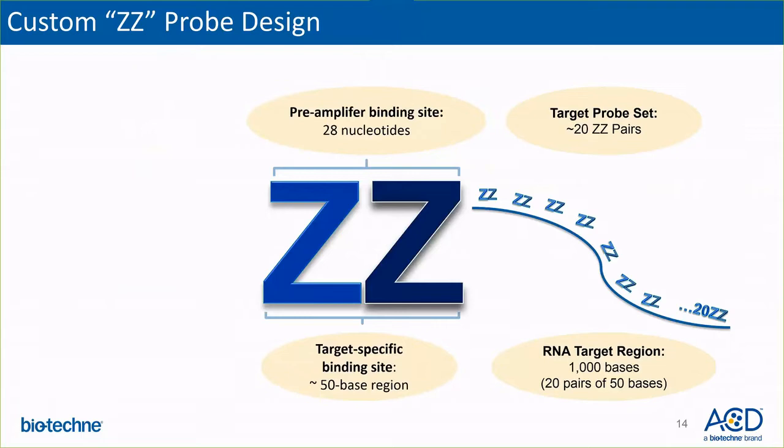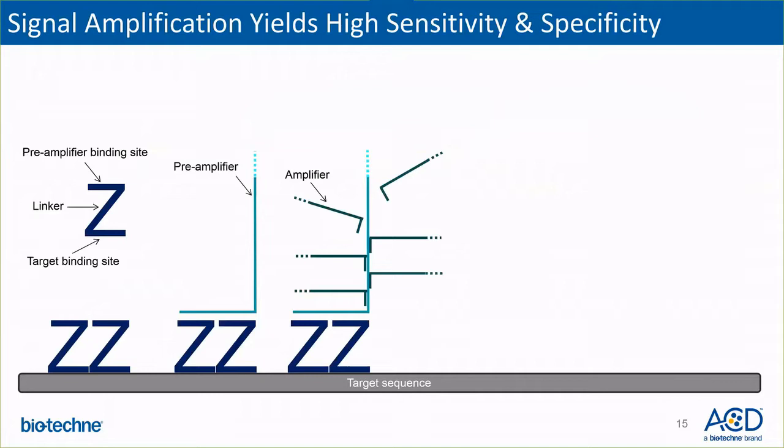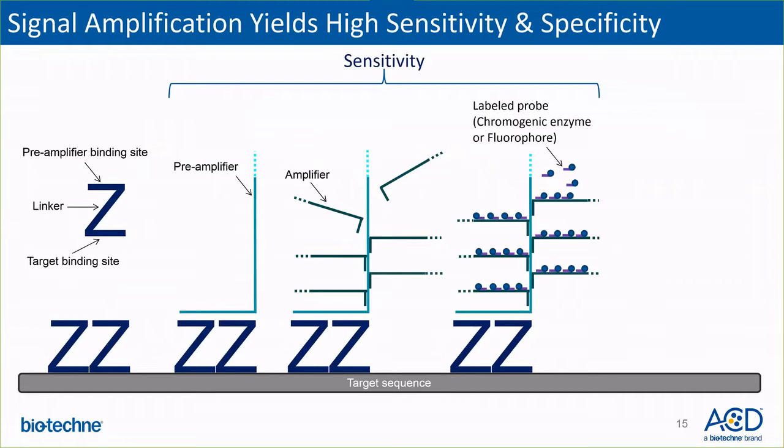Here is a schematic showing the hybridization and the subsequent amplification of the RNAscope assay. The double Z probe will bind to the target mRNA transcript. Once the double Z probe binds, it serves as a foundation and binding site for the preamplifier molecule. Once the preamplifier is bound, it serves as a binding site for the amplifier molecules, and each amplifier can then further bind multiple labeled probes sequentially, hybridizing to assemble a branching complex at each double Z binding site.